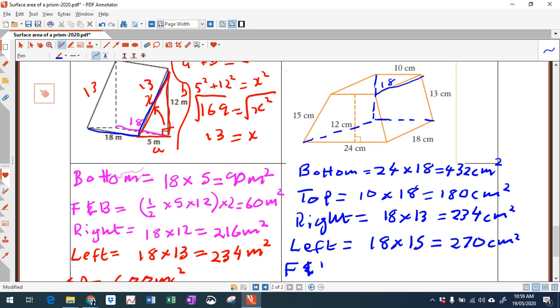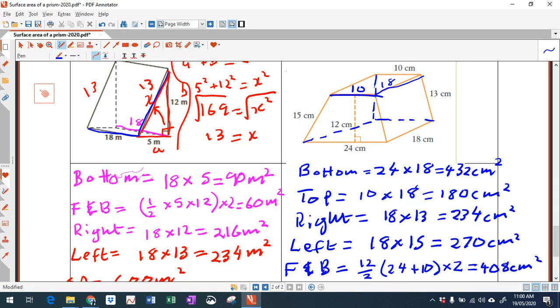Now that leaves us with the front and the back. The front and the back are trapeziums. The height of this trapezium is 12. So we're going to start off with 12 on 2. Now the two parallel sides, one is 24. And this side here, this is the other parallel side we need to know. That is going to be 10, isn't it? So 24 plus 10. Before you put that into your calculator, we know that the back is the same, so we're just going to double that to get the front and the back together. So it's going to be 12 times 34, which is 408 square centimeters.